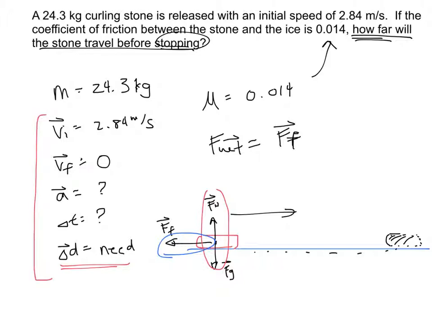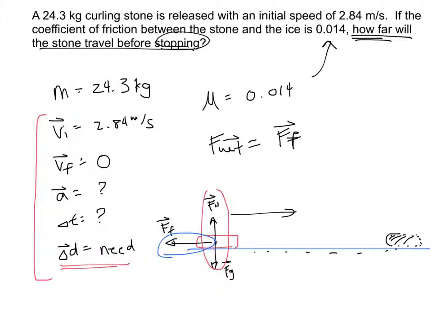We would have these values. Remember, kinematics: VI, VF, A, T, and D. We need to find D, but we don't know T or A. We only know VI and VF, and we can't solve. There's no equation that would allow us to solve for displacement because they depend either on acceleration or time. So if it was just kinematics, we would be stuck.